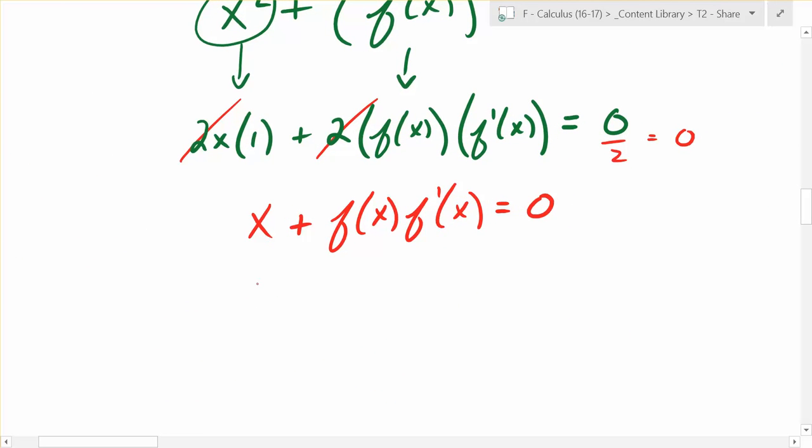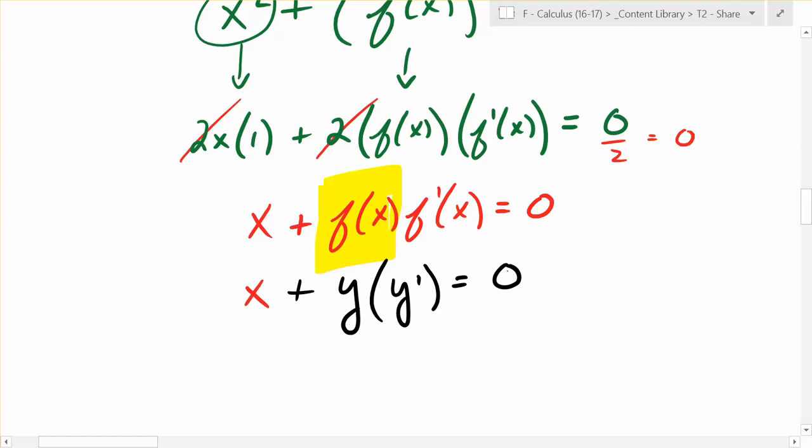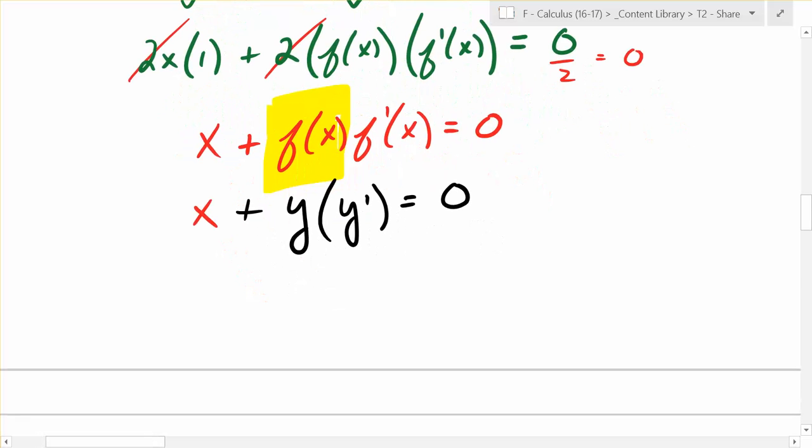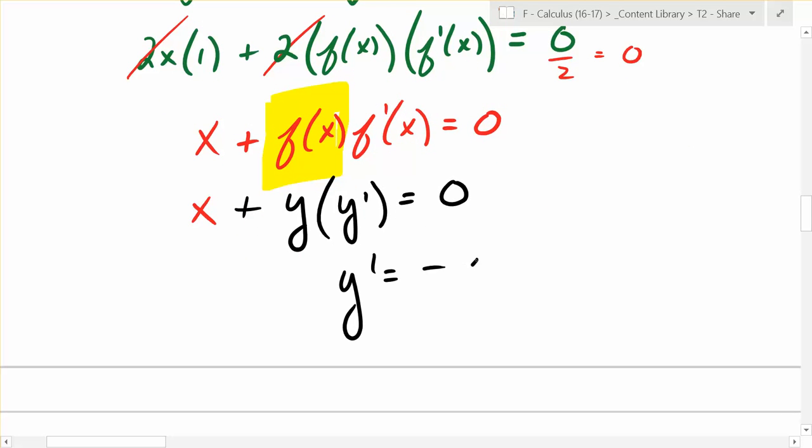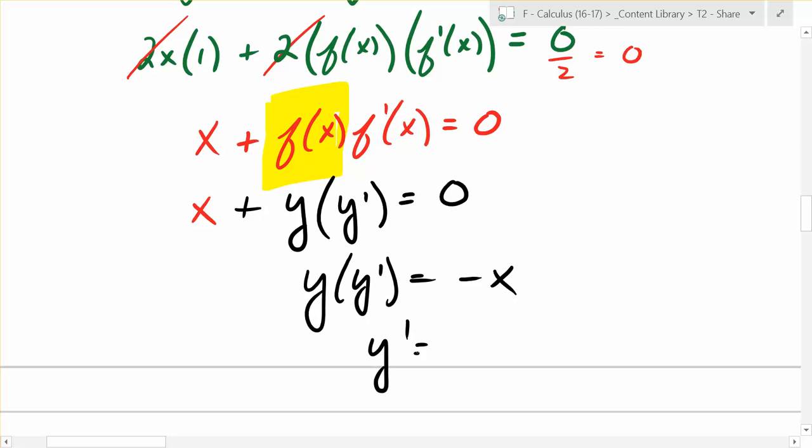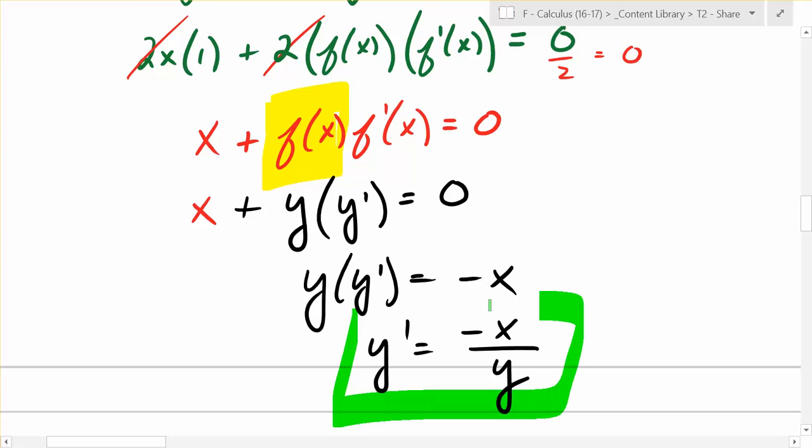So what does this equal right here? What is f of x? So what do we have now? X plus y times f prime of x, which is y prime, equals 0. You with me so far? What can I subtract from both sides? X. Y times y prime is equal to negative x. And what does y prime equal? Negative x over y. Now this right here is the implicit differentiation of the original function.